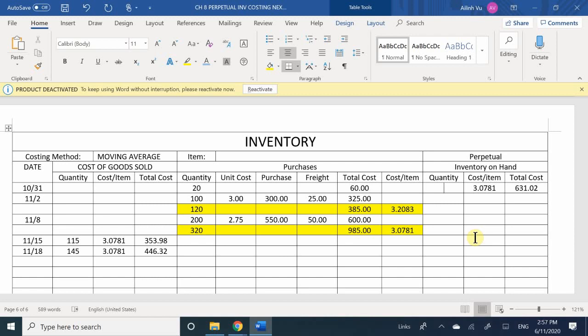I'm sorry, that's not what I got for 145 times the 3.0871. I got 447.63. Hold on. Let's all calculate together. So 3.0781. Oh, okay. I messed that up. I pressed the wrong number. I'm sorry. No worries. Okay. All right then.